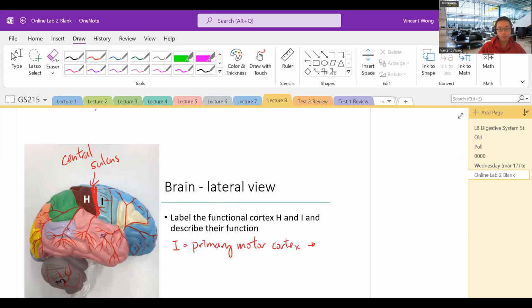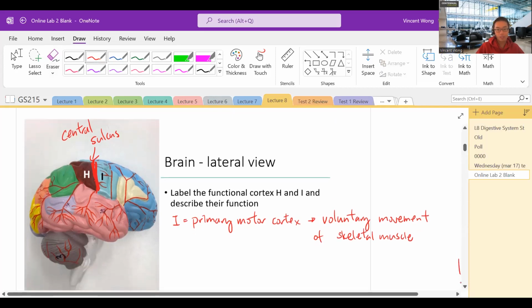The function of the primary motor cortex is to allow voluntary movement of skeletal muscle. Not every muscle is under voluntary control. The muscle in your GI tract, for example, is under autonomic regulation, so you cannot physically control those. Anything that can move voluntarily in the body starts in the primary motor cortex. Okay.